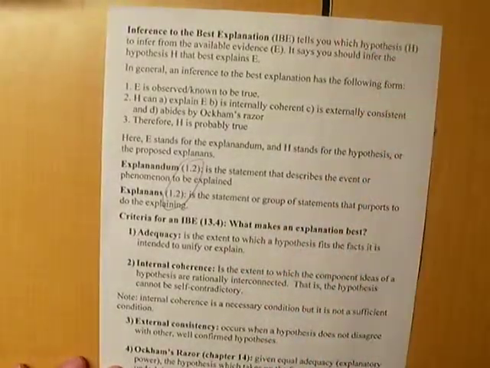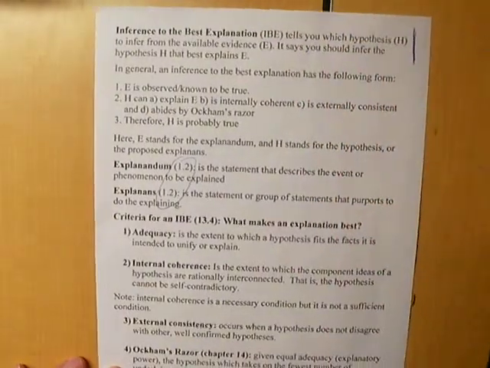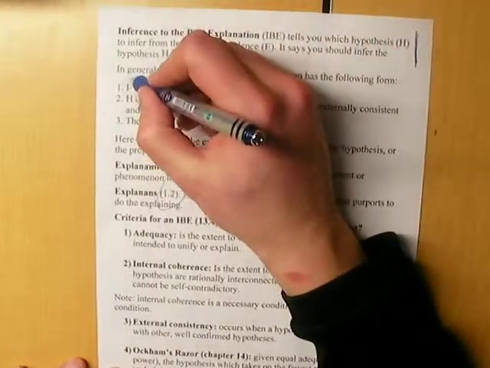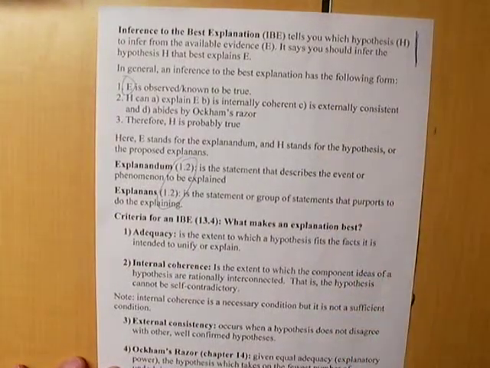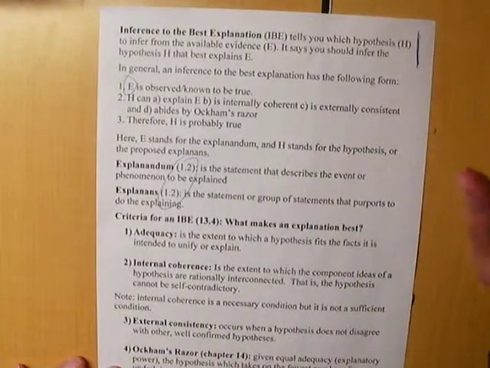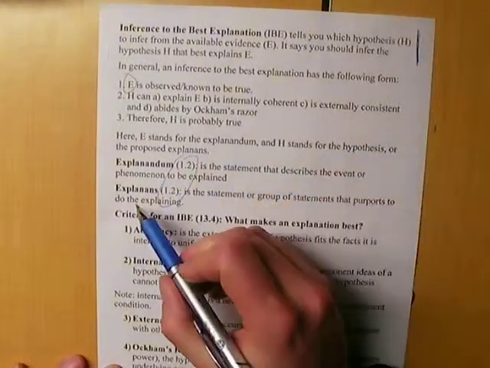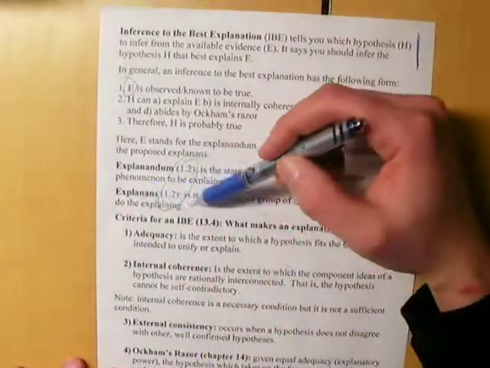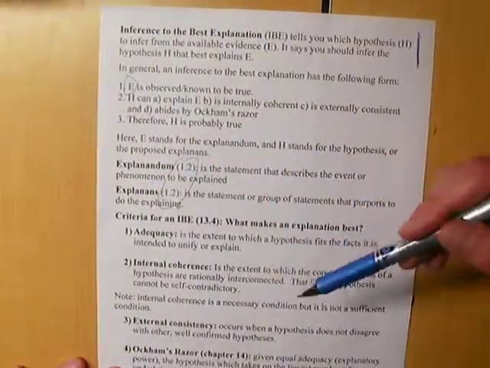So let's break this down one step at a time. There's your formal definition, but still at this point it might be kind of mysterious. So E, the explanandum, is that which we know to be true. We've observed it, it's an established fact. And yet E requires an explanation, the explanans. And again, I'm tying this into 1.2. From 1.2, the explanans is a statement or group of statements that purports to do the explaining.